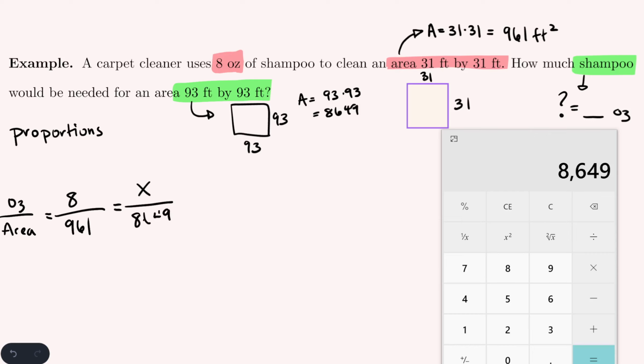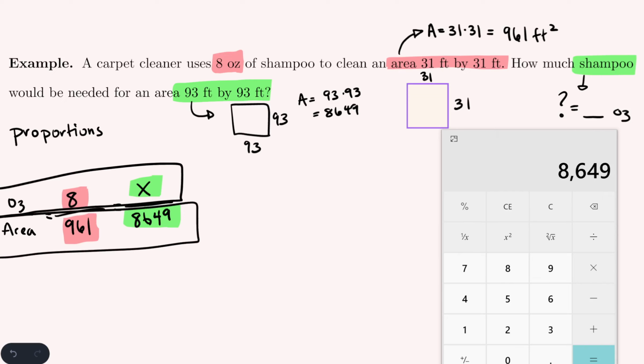And now I can solve for X. If you haven't seen proportions before, whenever you set up proportions, notice I have the related information on the same side. So for the 8 ounces and the area that's 31 by 31, that's on the left side. For the bigger area, that's on the right side. And then you have ounces on the top, areas on the bottom. So you're comparing like things both opposite each other and in the same location. So I've set up my proportion correctly, and I can solve for X by the phrase cross multiply.